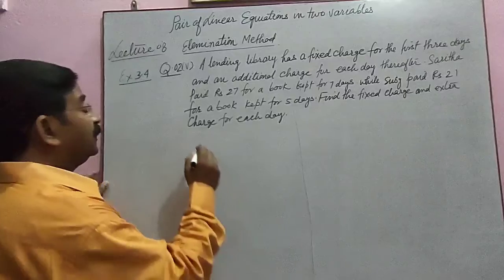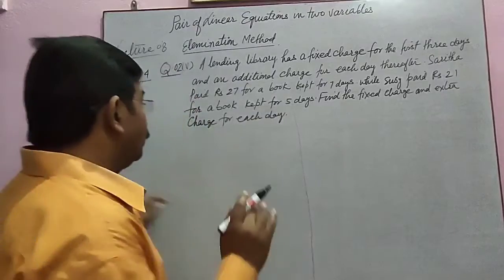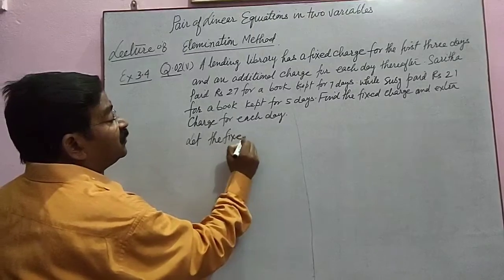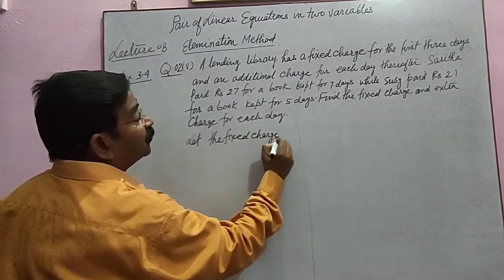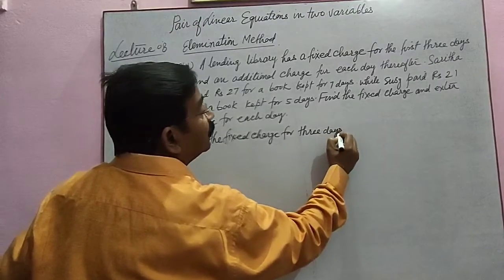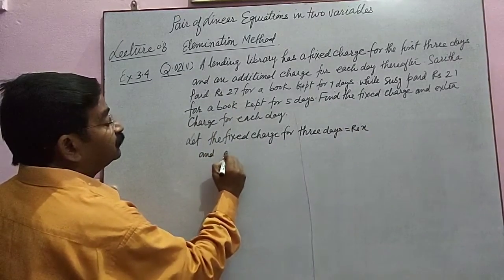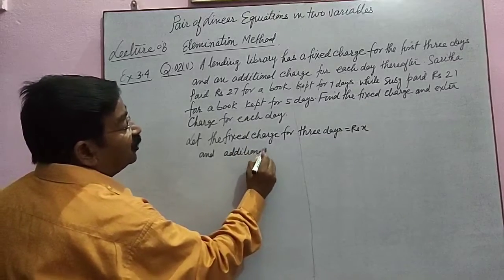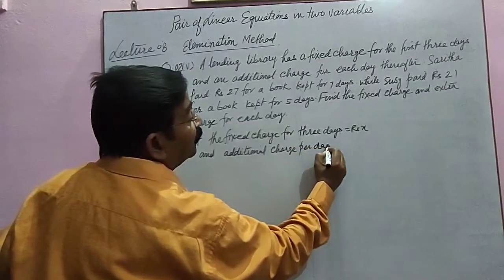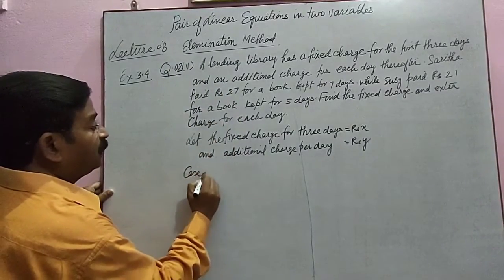So we can write like this. Again I am going to form the equation and you will solve the equation yourself. So let the fixed charge for 3 days be rupees X and the additional charge per day be rupees Y. Now in the first case, very simple question.